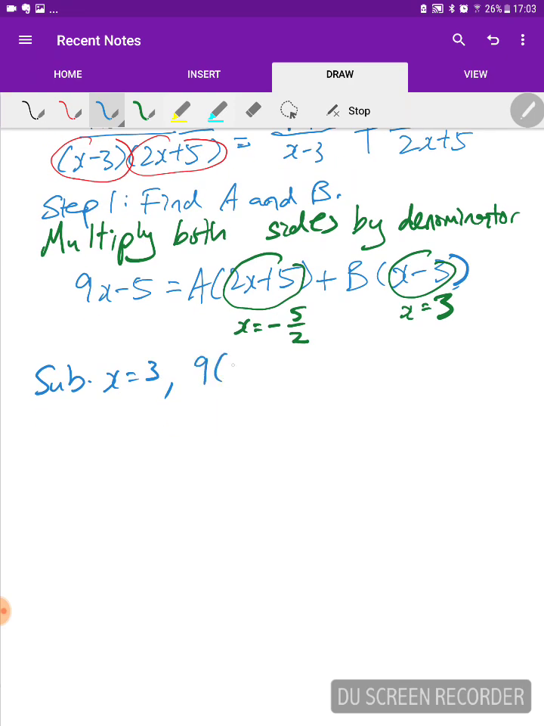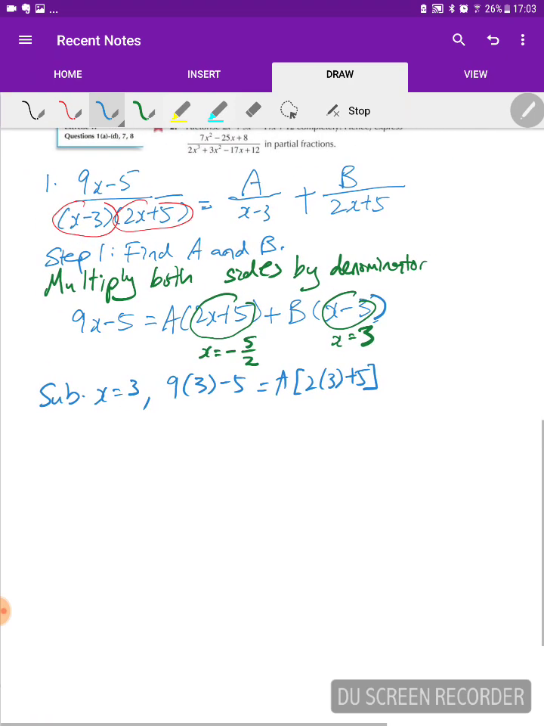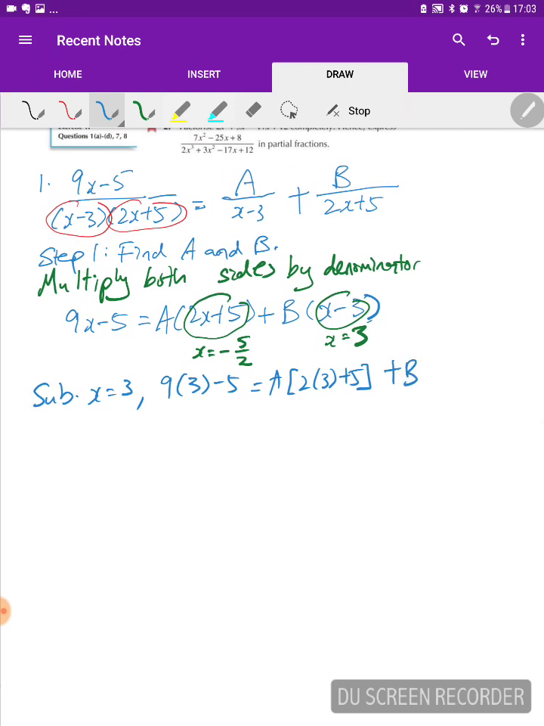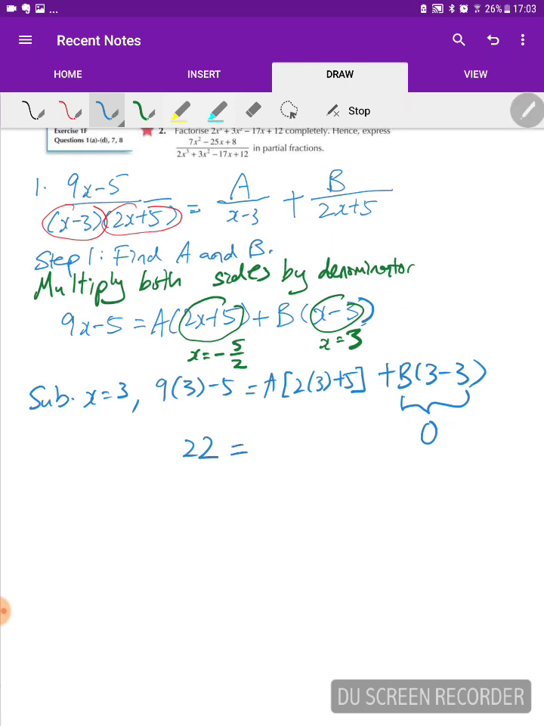So I substitute x equals 3. So 9 times 3 minus 5 equals A times (2 times 3 plus 5) plus B times (3 minus 3). Of course, you know that the B term will give you 0. So it's 27 minus 5, which is 22. 22 equals 11A plus 0. So A equals 2.